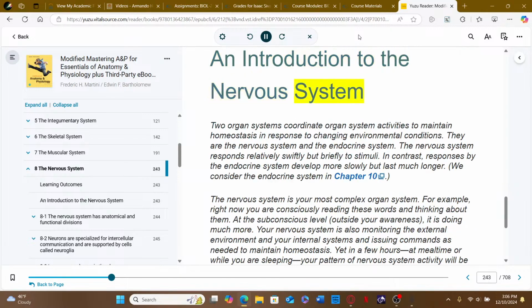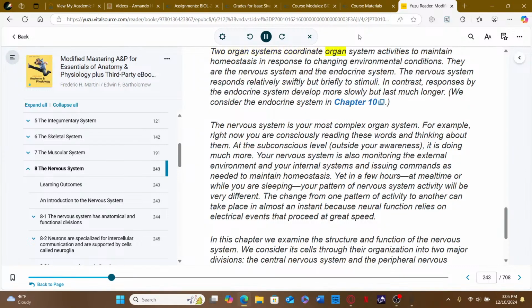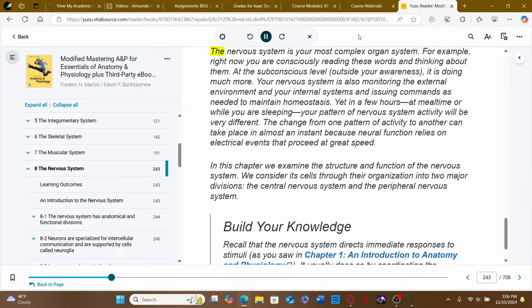An introduction to the nervous system. 2 organ systems coordinate organ system activities to maintain homeostasis in response to changing environmental conditions. They are the nervous system and the endocrine system. The nervous system responds relatively swiftly but briefly to stimuli. In contrast, responses by the endocrine system develop more slowly but last much longer. We consider the endocrine system in Chapter 10.